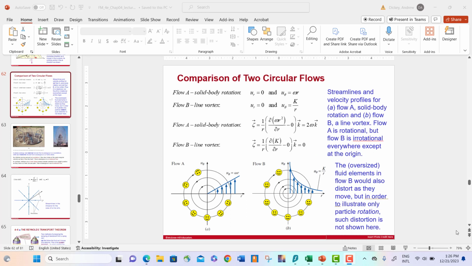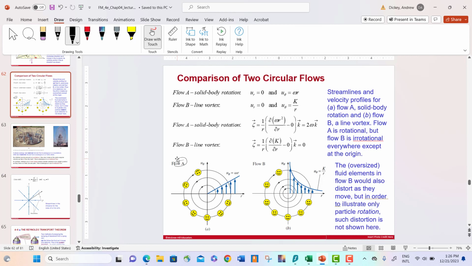So let's look at a comparison of two circular flows. We have flow A, and then flow B. And here, streamlines are velocity profiles for A, which is solid body rotation, and B, which is a line vortex. Flow A is rotational, but flow B is irrotational everywhere except at the origin. You can see by the smiley faces that A is clearly rotational, and you can see by the smiley faces in flow B that it is not rotational aside from at the origin.